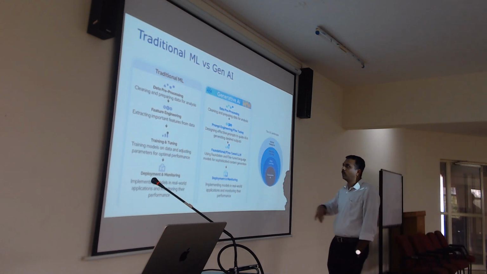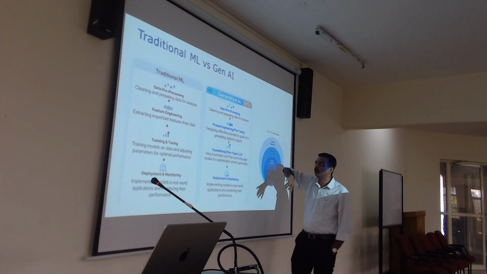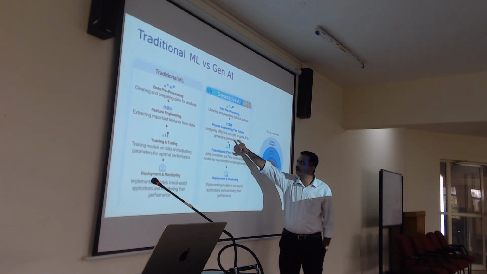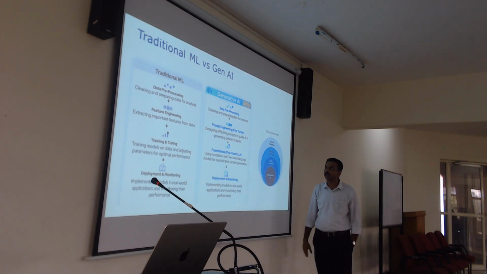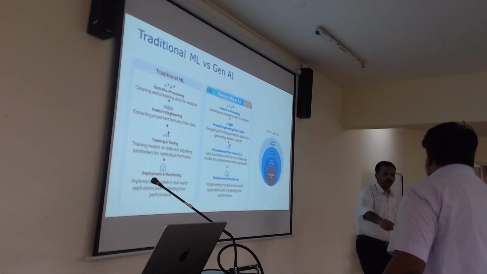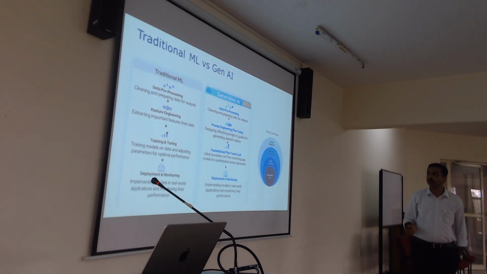But instead of that, we have something called prompt engineering here. Right? So prompt engineering, or you may even call it fine tuning, where you design effective prompts to guide the AI in generating the desired outputs. So these are the two steps where you see the distinction between traditional ML and generative AI models.